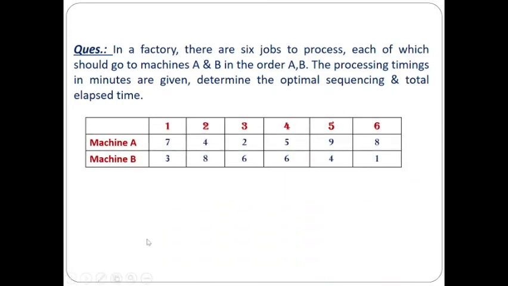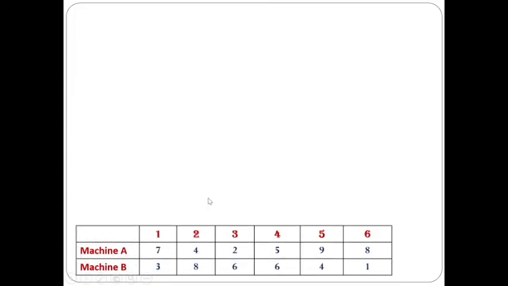This is the processing time in minutes. We have 6 jobs, 2 machines, and the processing times in minutes are given here. We'll see how to solve this type of problem. So this is the given sequence, that is the processing times. By having this, first we have to choose the least processing time by considering all the processing times. The least processing time among these is 1.